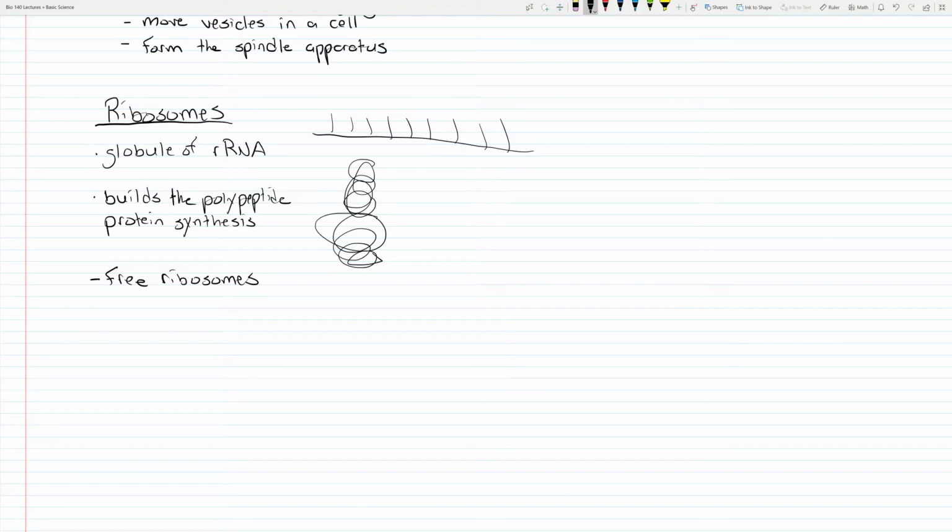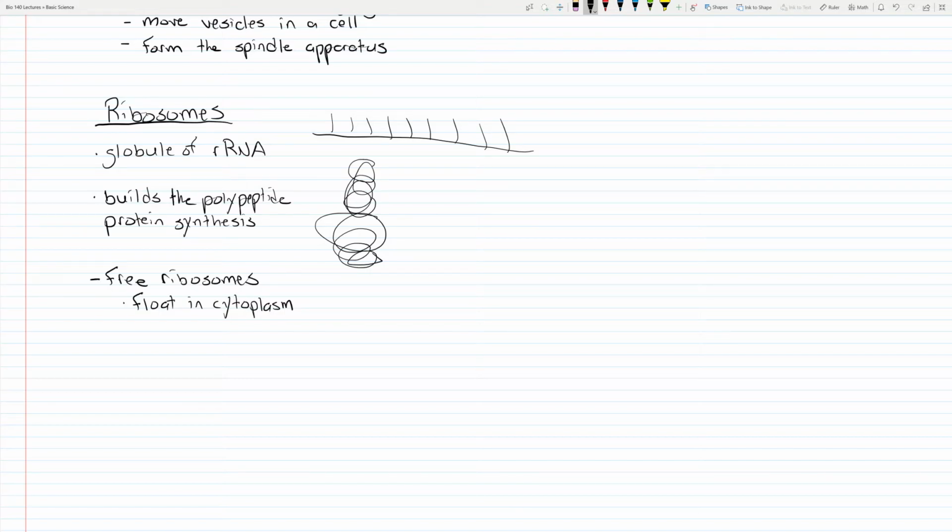There are free ribosomes, and what they do is they just float in the cytoplasm. They're going to build proteins in the cytoplasm. One thing I want you to take away from this and remember: cytoplasm is predominantly water. So the proteins that the free ribosomes build are totally compatible with water, water-soluble proteins, or they can interact with water pretty well.